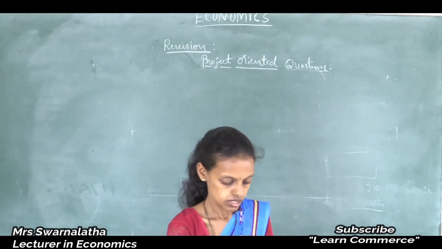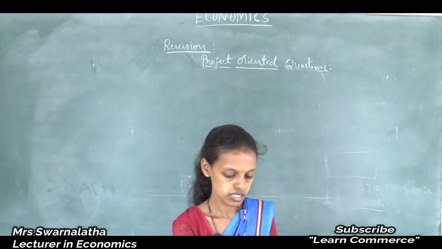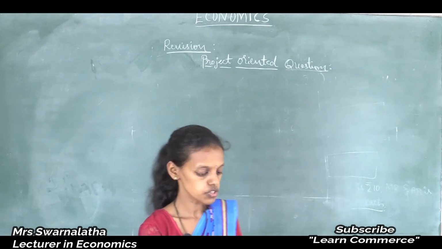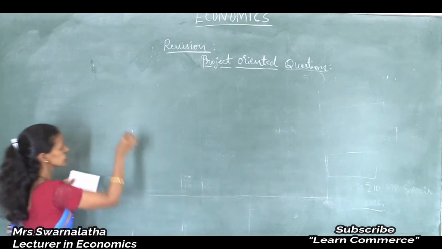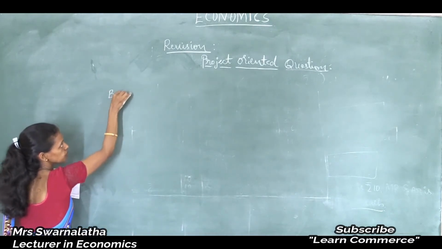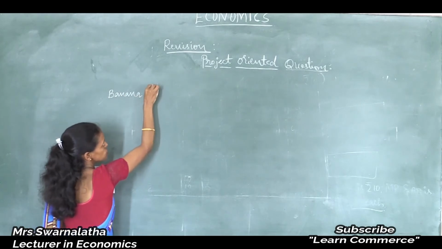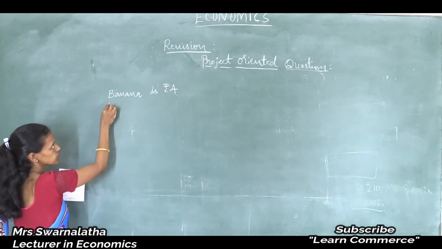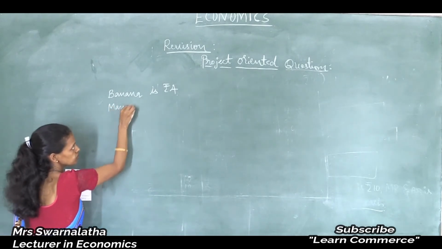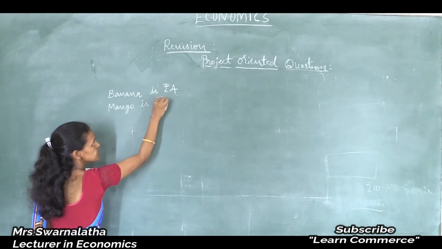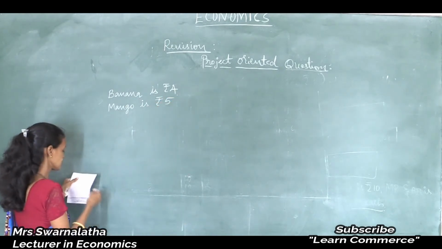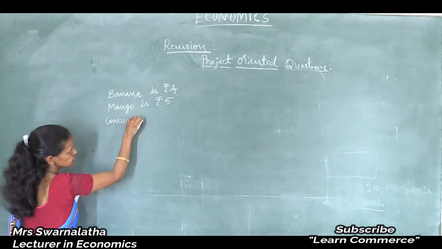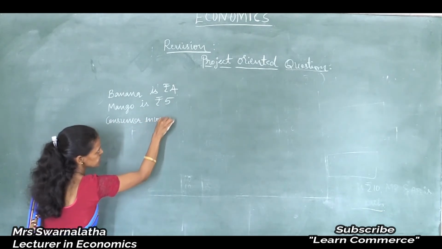That is from the second chapter, theory of the consumer behavior. As you know that it is a very important question. A consumer wants to consume 2 goods. Price of banana is rupees 4 and price of mango is rupees 5 respectively. Consumer money income is rupees 20.